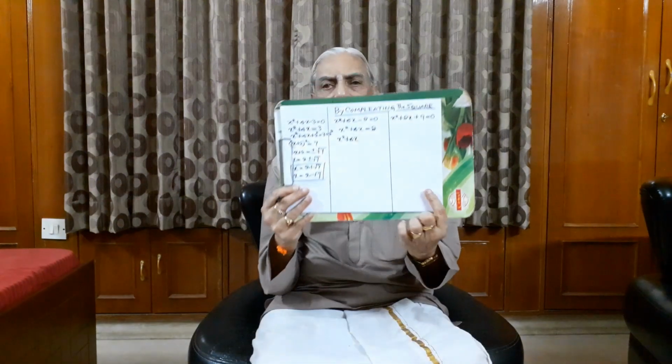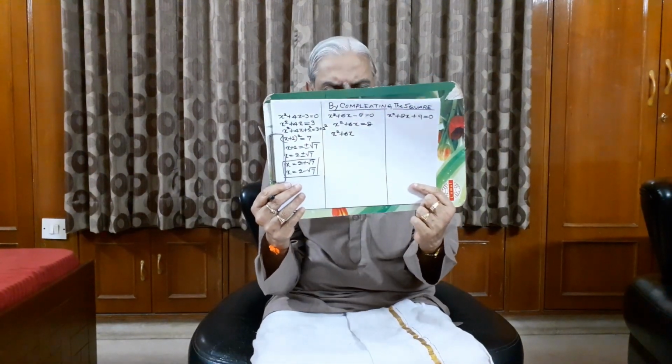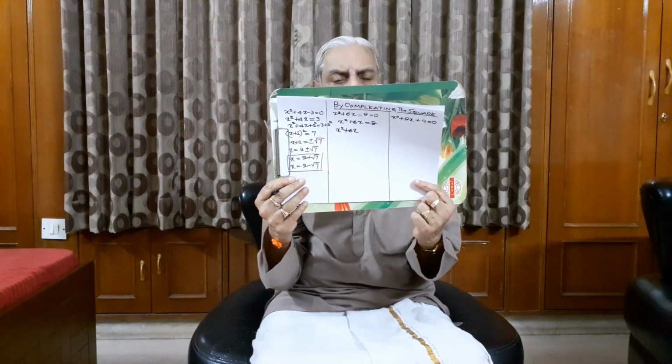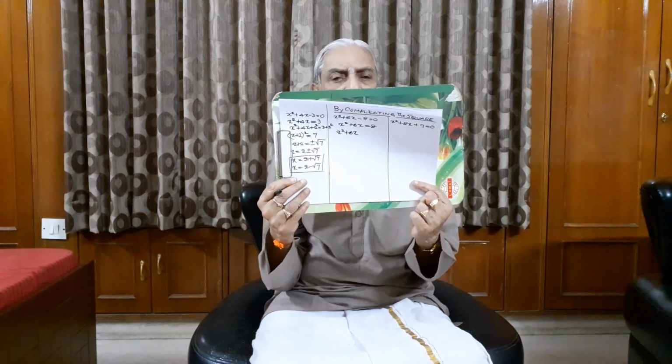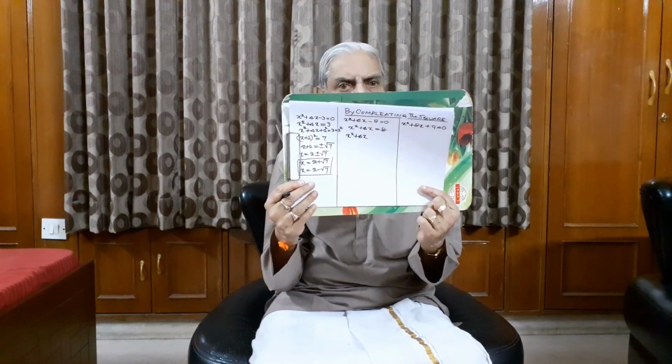Then what is the coefficient of x? That is 6. Take half of the coefficient of x. What is half of 6? 6 by 2, 6 by 2 is 3. And square it. That is plus 3 squared. I have added 3 squared to the left hand side. Therefore, I have to add 3 squared to the right hand side also. That is equal to 8 plus 3 squared.